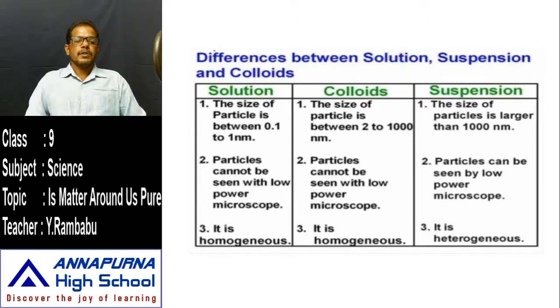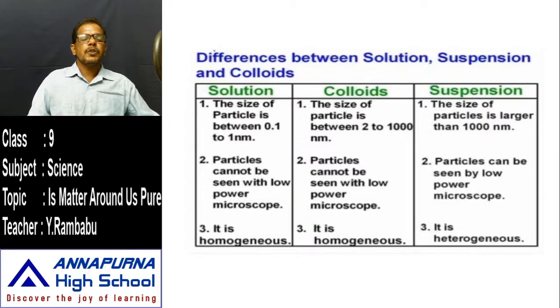If we take examples for solution, a mixture of water and sugar, a mixture of water and common salt, which we prepared, and aqueous solutions of acids, all these are examples of solutions. Next, colloids. The best examples for colloidal mixtures are milk and blood. Suspensions, like cough syrups that we use, are suspensions.